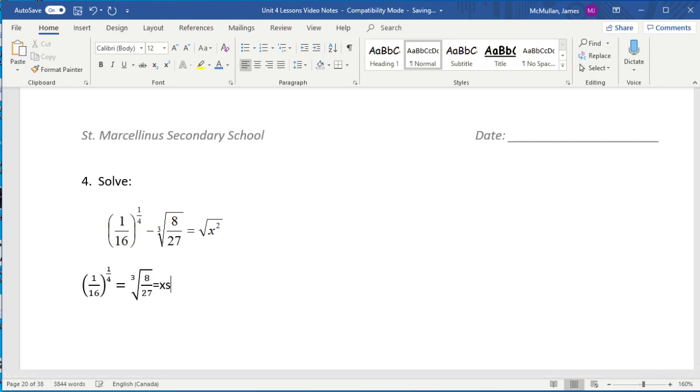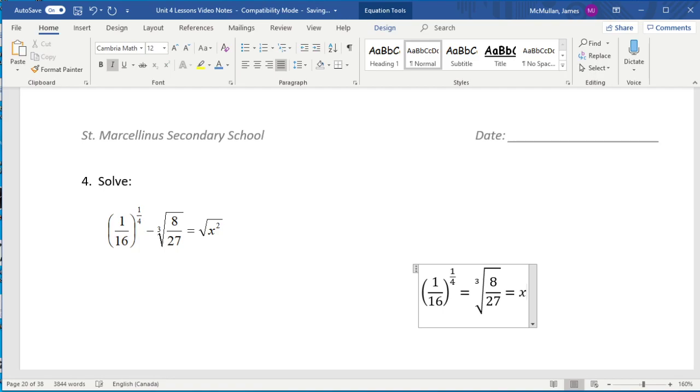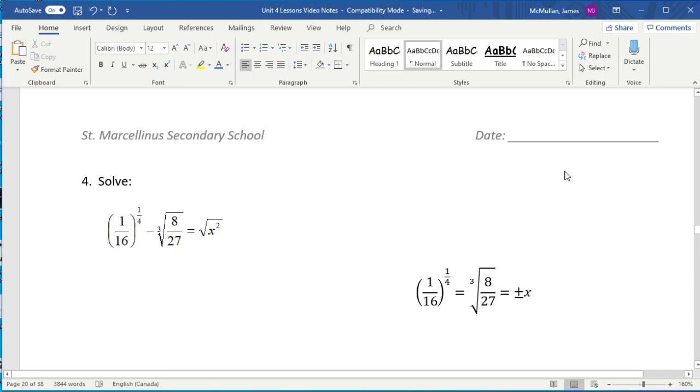And of course on the other side, it's just equal to x, right? Because you're square rooting, you're taking x squared and square rooting it. Really we should say plus or minus x, but let's do that after. We'll do plus or minus. We'll do it right. So plus or minus x. We're not sure if it's positive x or negative x, right?